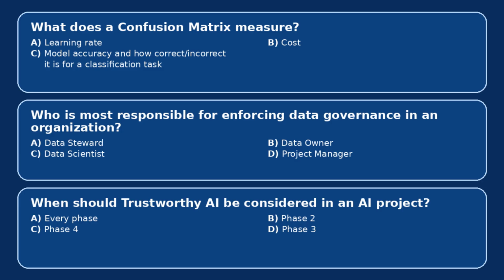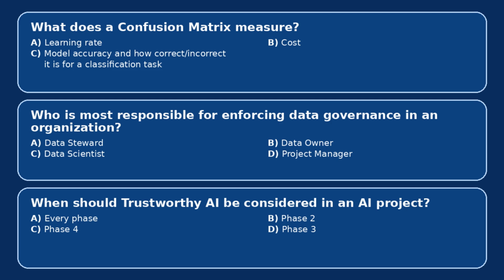Next question. When should trustworthy AI be considered in an AI project? Is it phase 2, phase 4, phase 3, or every phase? The right answer is every phase. Trustworthy AI, we're talking about fairness, transparency, privacy, safety, governance, monitoring, human oversight. All must be built in from start to finish, not added at the end. Hence, it should be considered in every phase.